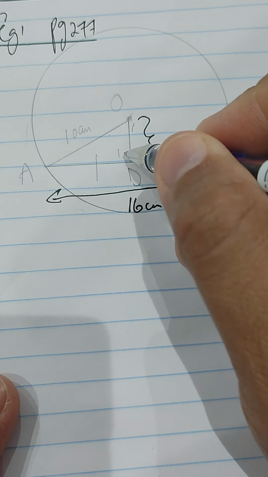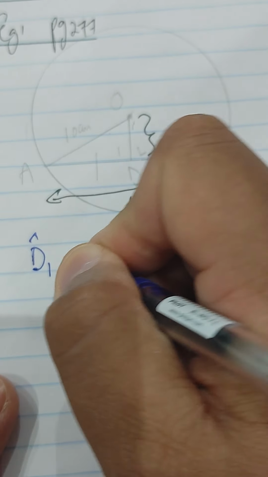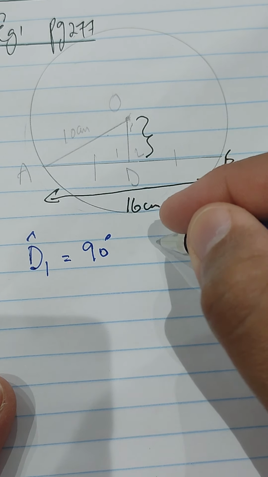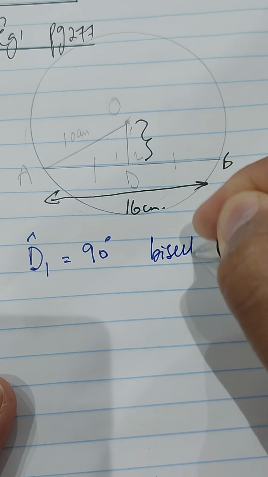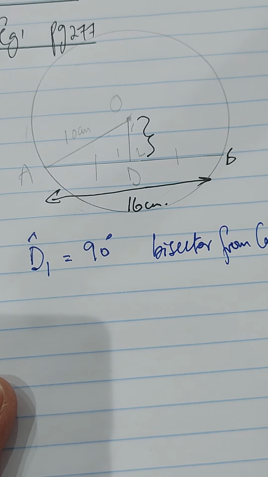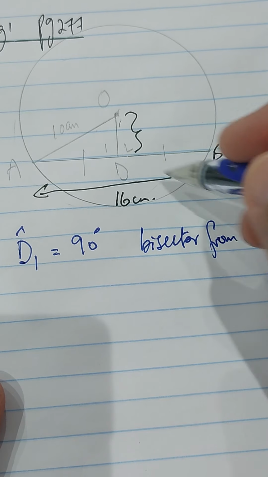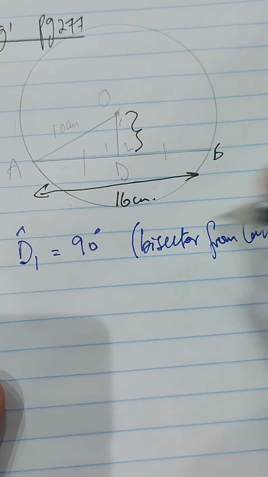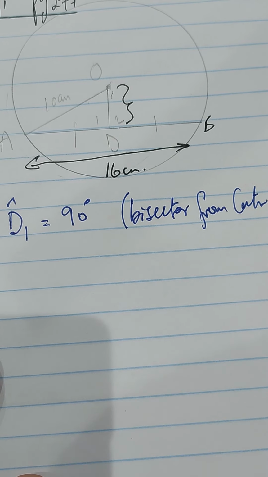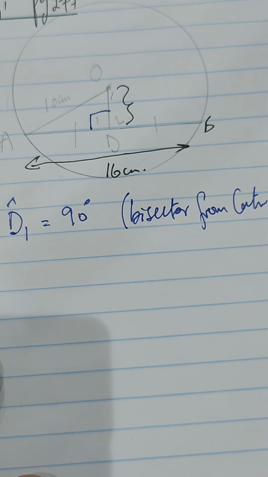So as we said, we're going to first indicate that D1 is equal to 90 degrees. So angle D1 is equal to 90 degrees. And the reason there is bisector from center. The whole theorem says that a line drawn from center bisecting the chord will be perpendicular to the chord. But by saying bisector from center, you'll get the full mark for your reason there. So with that, I'll add now 90 degrees to the diagram.